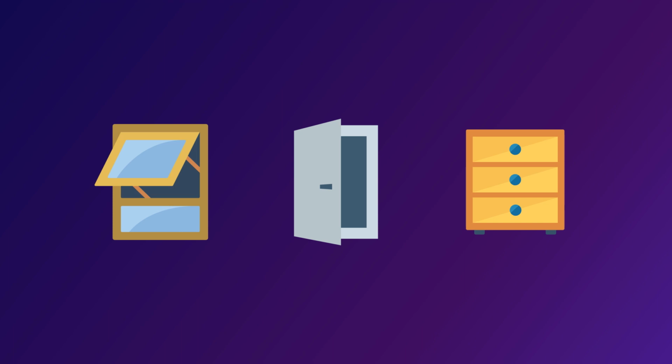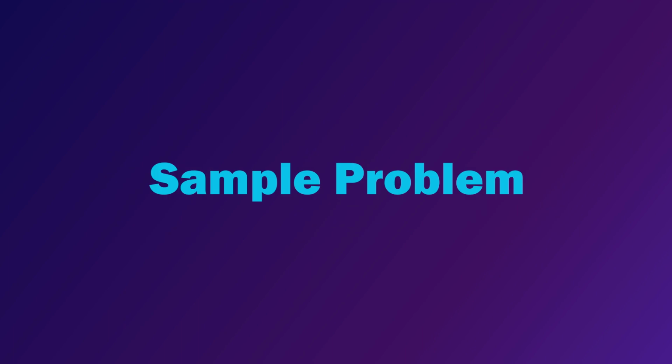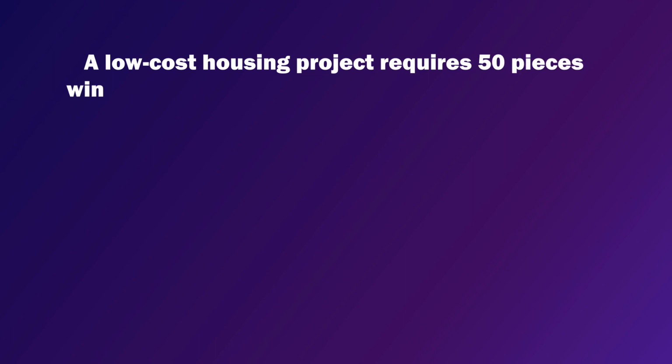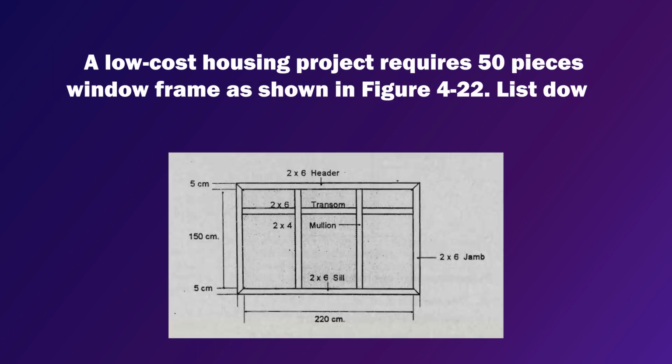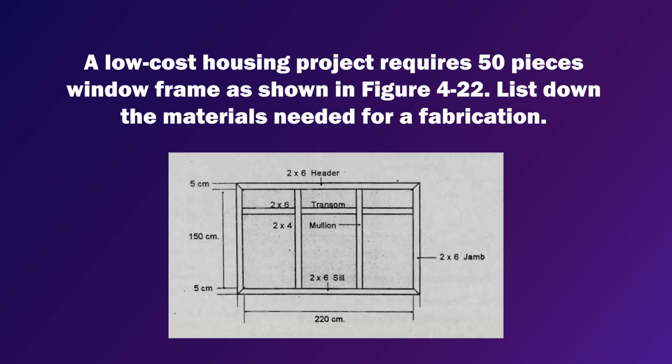Since we are talking about the estimation of the window frames, next is the example problem from the book. It says, a low-cost housing project requires 50 pieces of window frame as shown in figure 4-22. List down the materials needed for fabrication. We will now proceed to the computation.